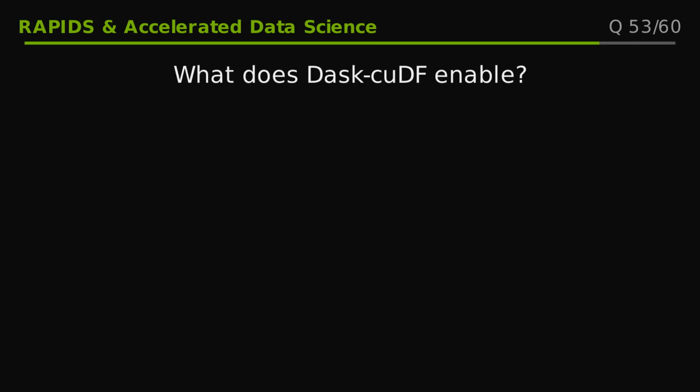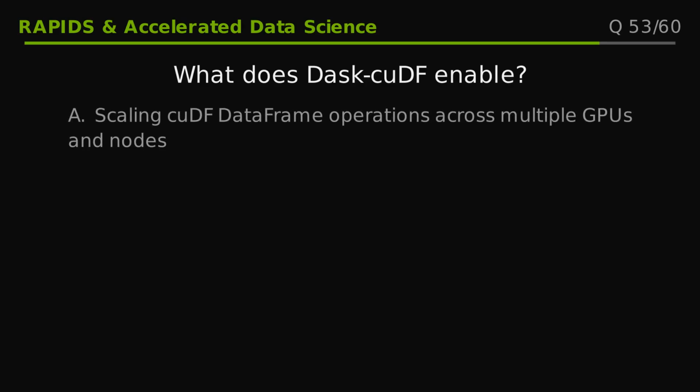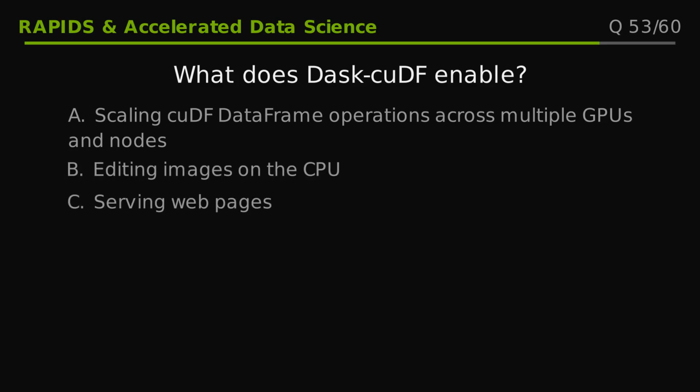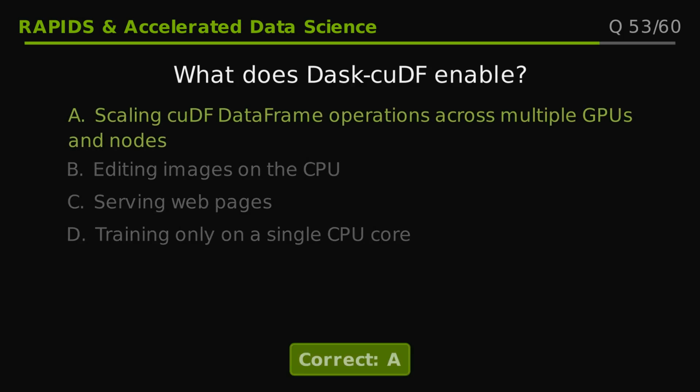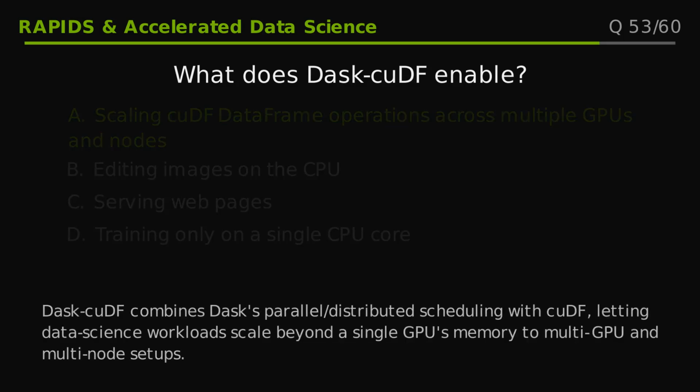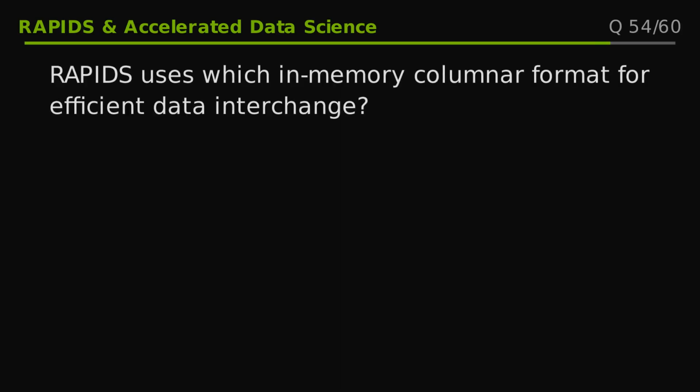Question 53. What does Dask-cuDF enable? Option A. Scaling data frame operations across multiple GPUs and nodes. Option B. Editing images on the web. Option C. Serving web pages. Option D. Training only on a single CPU core. The correct answer is A. Dask combines Dask's parallel and distributed scheduling with cuDF, letting data science workloads scale beyond a single GPU's memory to multi-GPU and multi-node setups.